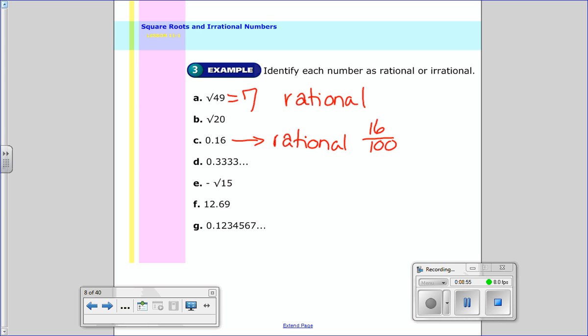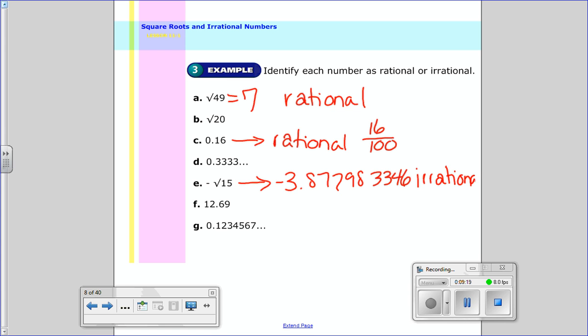All right, E, we have the opposite of the square root of 15. You could put these into your calculator as well, and you end up with negative 3.872983346 and so on. Looking at this, it doesn't repeat, it doesn't stop, so it'd be considered irrational.